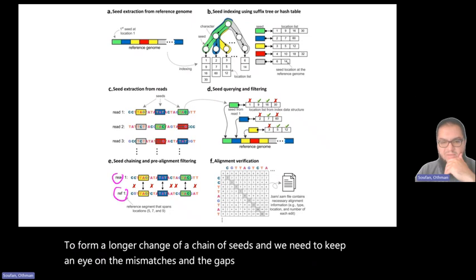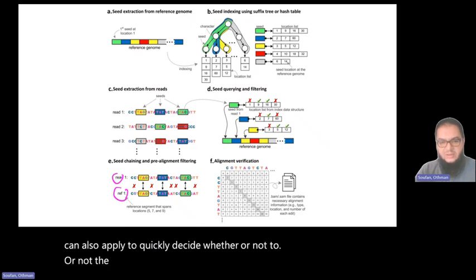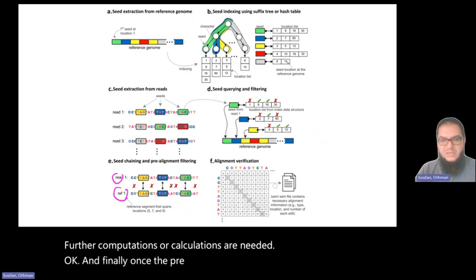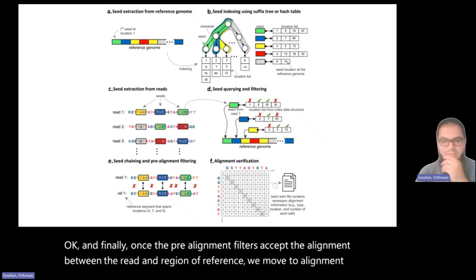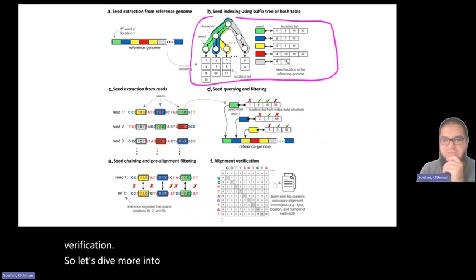Now, pre-alignment filters can also be applied to quickly decide whether or not further computations are needed. And finally, once the pre-alignment filters accept the alignment between the read and the region of the reference, we move to alignment verification. So let's dive more into this step here.